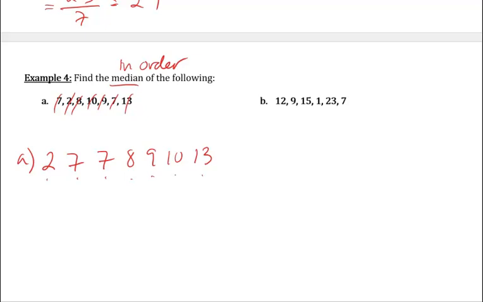So I'm just going to count my way in. 1, 2, 3. Here, my middle point is 8, so the median for this set of data is 8.